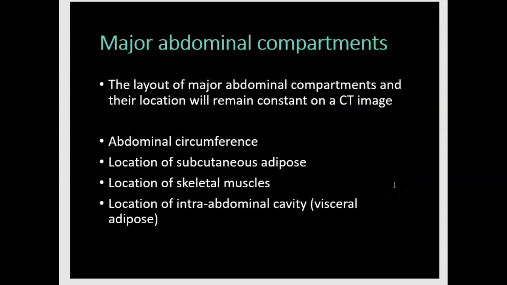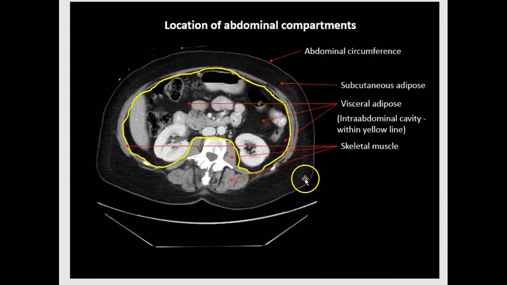There are some things, though, that are going to be pretty constant from image to image, and these are the abdominal circumference, the location of the subcutaneous adipose tissue, the location of skeletal muscles, and the location of intra-abdominal cavity, and where you find the visceral adipose tissue. So let's look at those. Okay, so here you have the abdominal circumference, you have the subcutaneous adipose tissue, you have the intra-abdominal cavity highlighted here in yellow, you have the visceral adipose tissue where you find this darker gray area, sometimes very hard to identify.